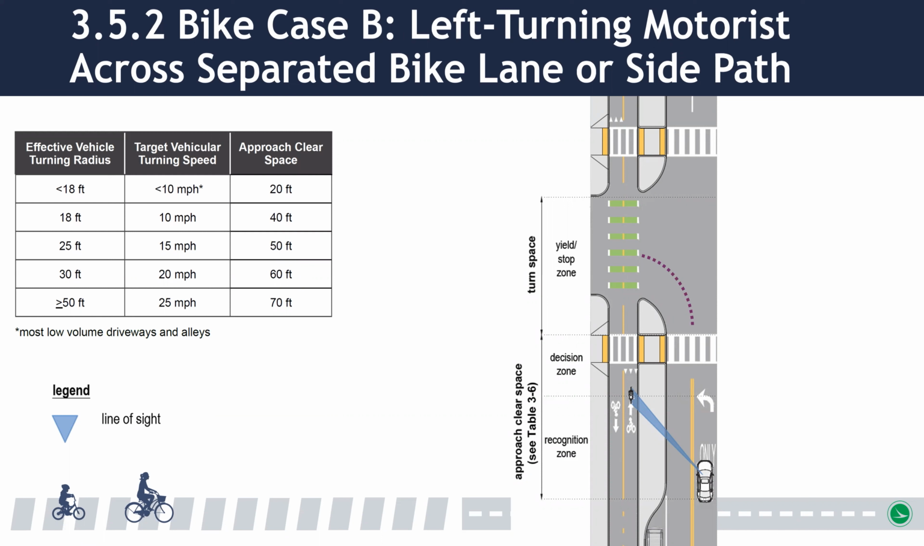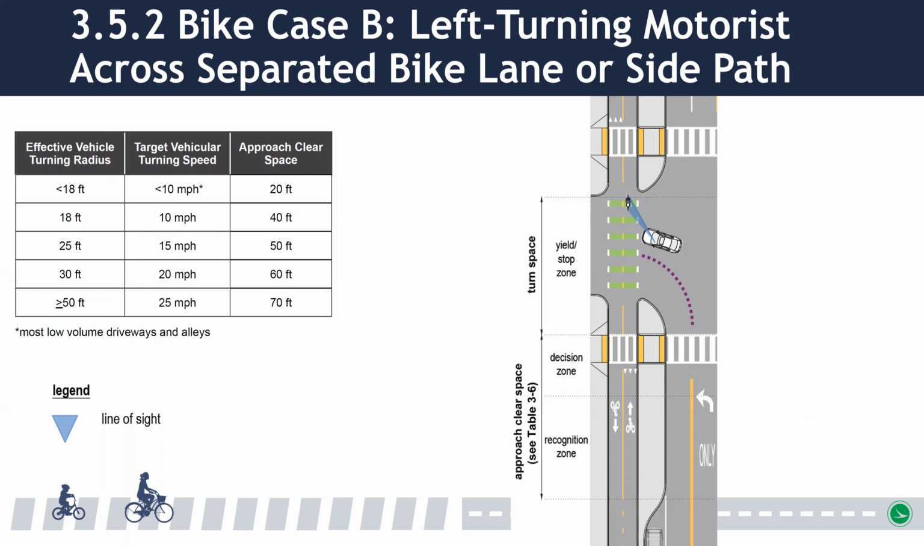Next up is bike case B. This case applies when a motorist is making a permissive left turn at a traffic signal or from an uncontrolled approach and will cross a two-way bikeway. For example, a left turn from an arterial onto a local street or driveway crossing of a two-way separated bike lane or side path. On one-way streets, you will have similar operating dynamics and approach clear space requirements for bike case A will apply since motorists will be turning adjacent to the separated bike lane.